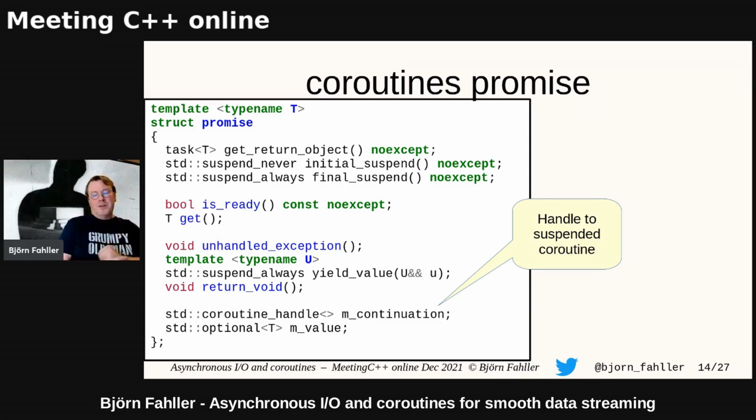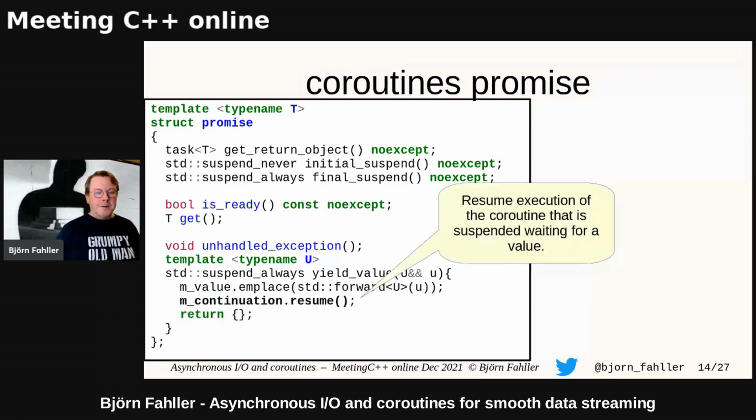And I'm using an optional here to store a value, which is really kind of nasty, because this means that we cannot handle the error case with exceptions. But never mind that for the duration of this presentation. So yield value, what we do then is we store the information we got in the optional. So now it's possible to see that, yes, it does have information. And we call resume on the continuation so that it can do its work.